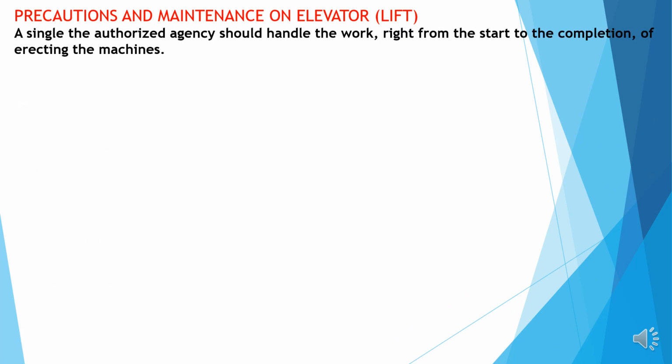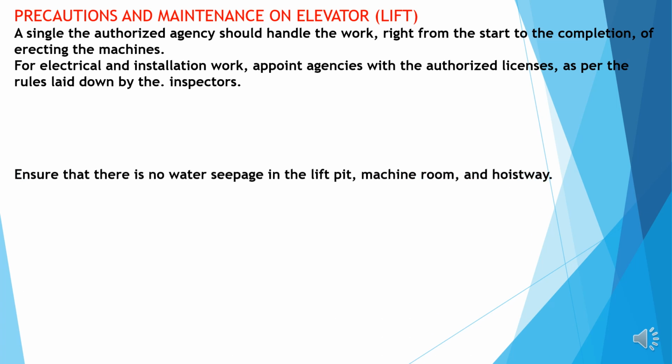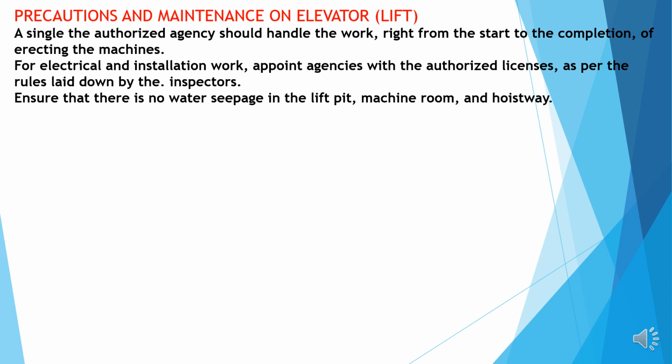A single authorized agency should handle the work right from the start to the completion of erecting the machine. For electrical and installation work, appoint agencies with authorized licenses as per rules laid down by the inspectors. Ensure that there are no water seepages in the lift, machine room and hoistway.